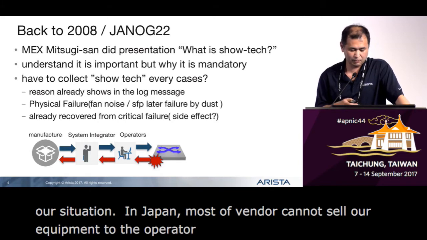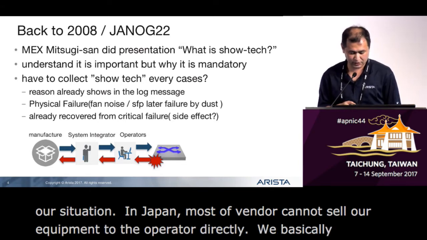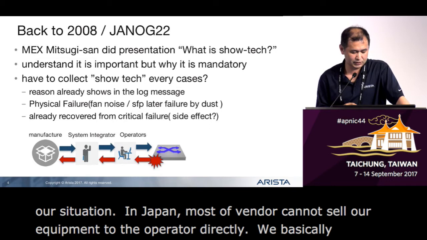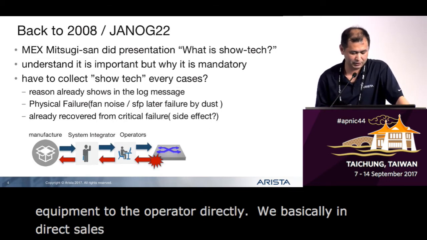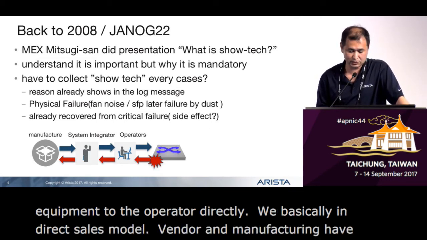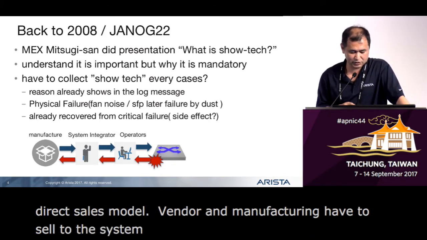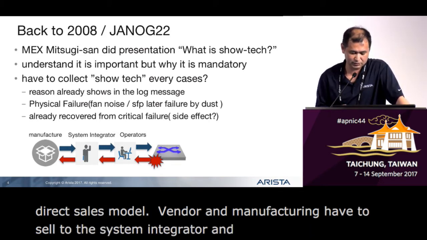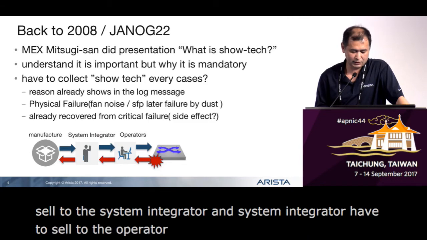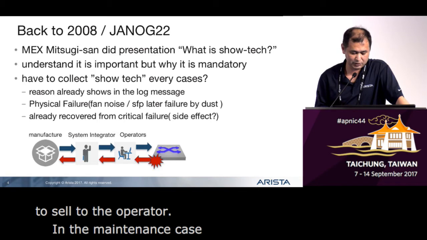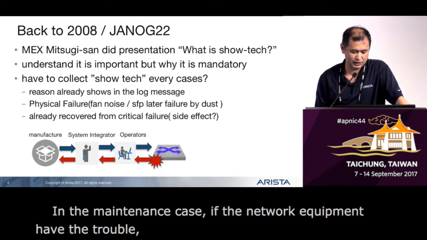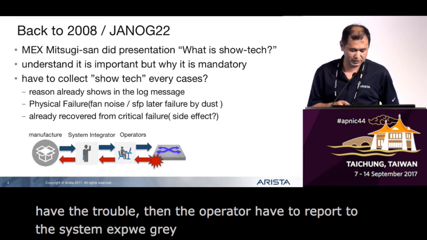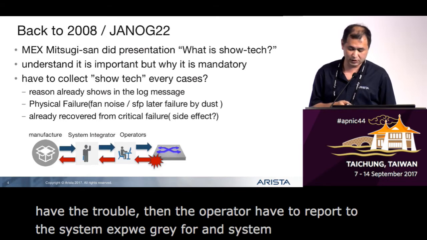We basically have an indirect sales model. Vendors and manufacturers have to sell to the systems integrator, and the systems integrator has to sell to the operator. And in the maintenance case, if the network equipment has trouble, then the operator has to report to the system integrator, and the system integrator has to report to the manufacturer and the vendors.